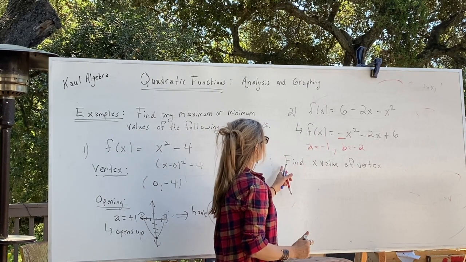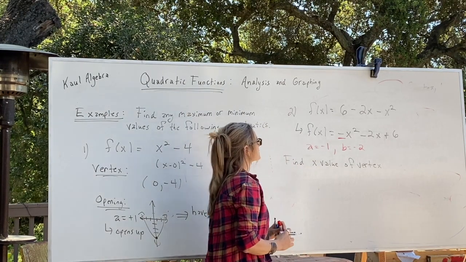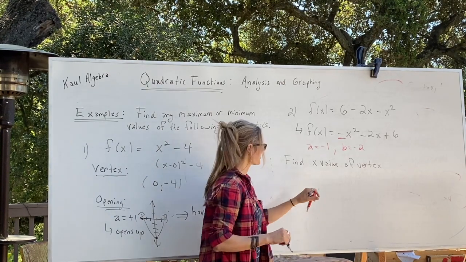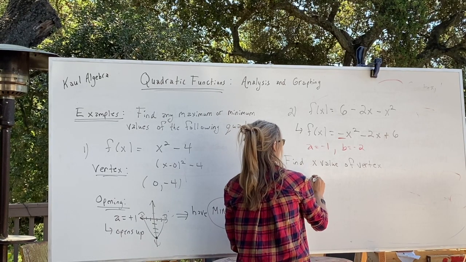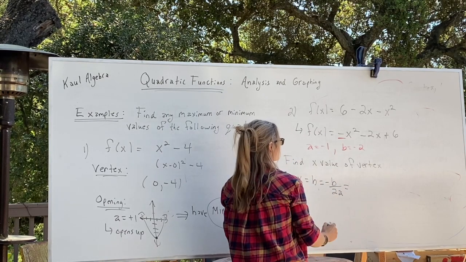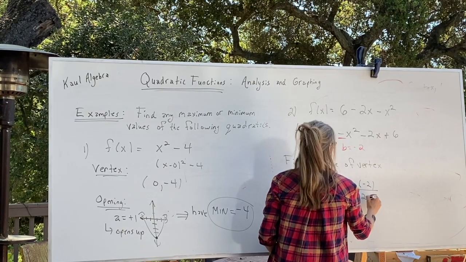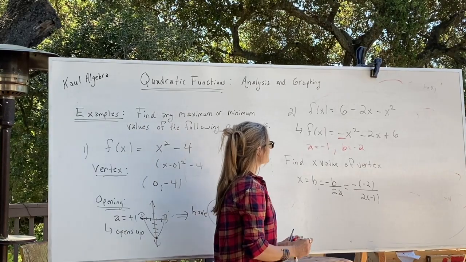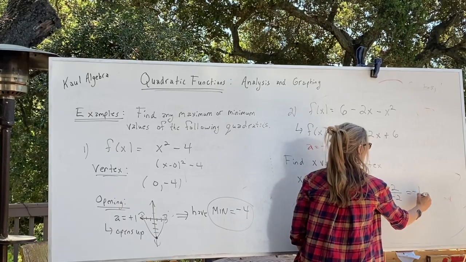And then what I want to do with the x value is figure out what the output is to find the y value. So I guess I do need both. So let me backtrack here. The x value of the vertex is going to be h. X equals h, which equals negative b over 2a. So here that will be negative of negative 2 over 2 times negative 1. Okay. So that would be 2 over negative 2, which equals negative 1.